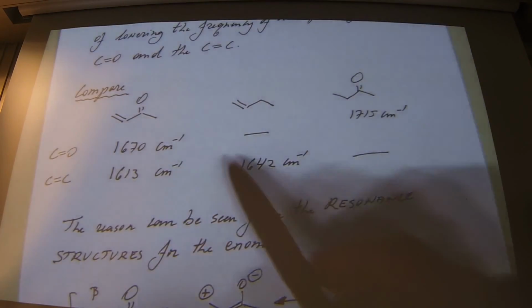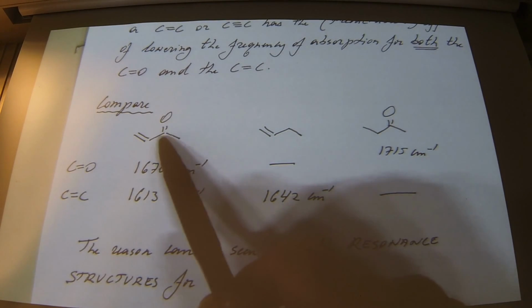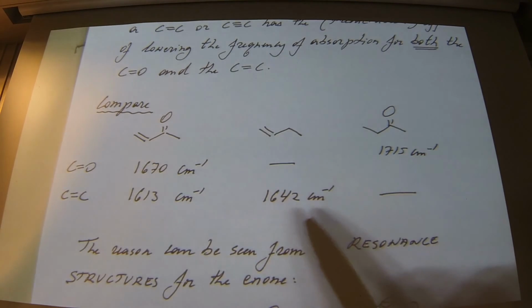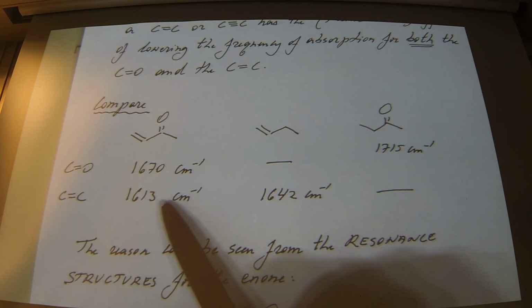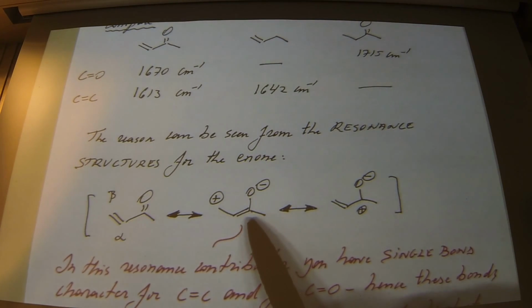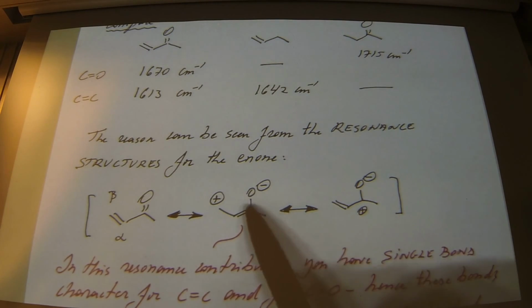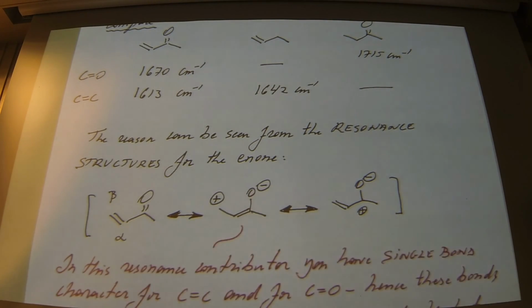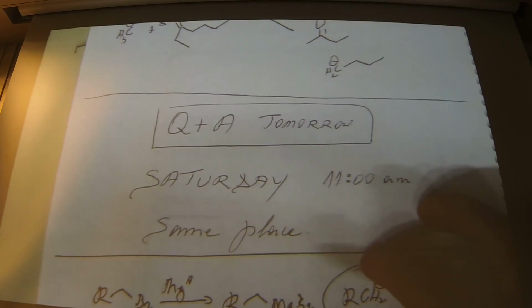And then we talked about conjugated carbonyls, and we said that conjugation will weaken both the CO and the CC bond. That's indicated by a lessening of the stretching frequency of those two, and that is consistent with the resonance structure, which diminishes the double bond character at both CC and CO bonds. So that's as far as I want to get today. Question and answer is going to be tomorrow.